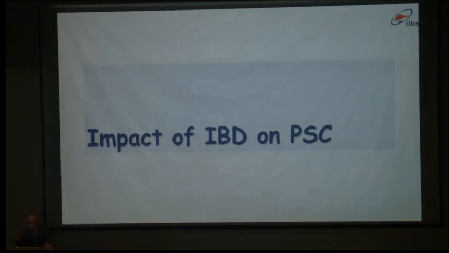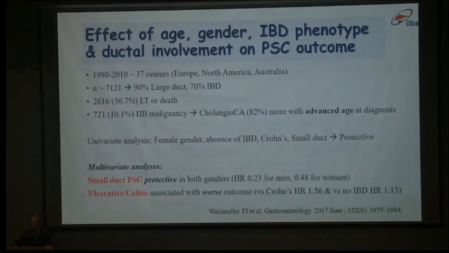Coming to the impact of IBD on primary sclerosing cholangitis. This is a large study of more than 7,000 patients. 90% were large duct PSC and 70% had IBD. Out of these 7,000 patients, around 2,600 had liver transplant or death, and around 10% had hepatobiliary malignancy, predominantly cholangiocarcinoma. On multivariate analysis, it was found that small duct PSC was protective in both genders, whereas ulcerative colitis was associated with the worse outcome.